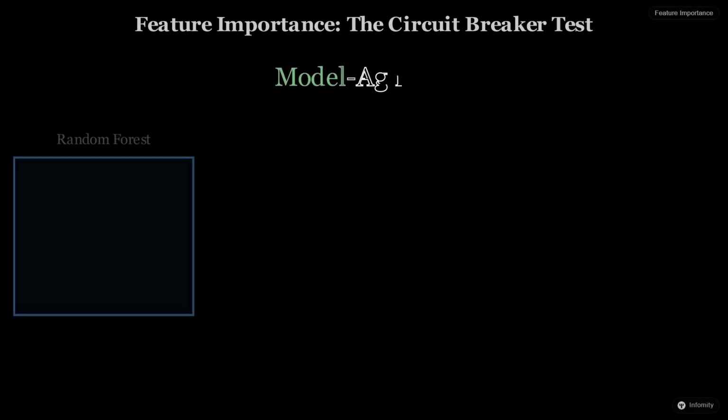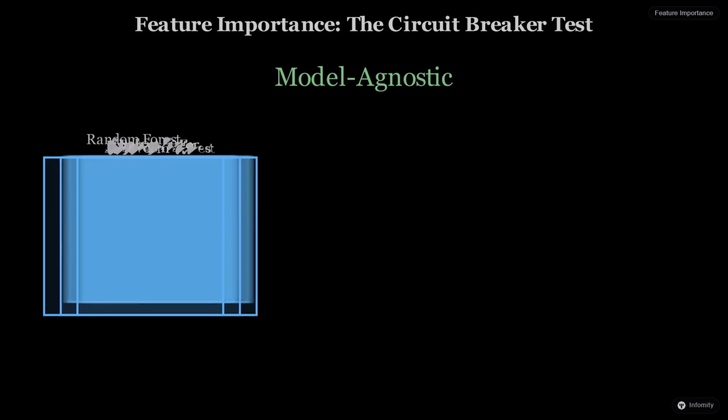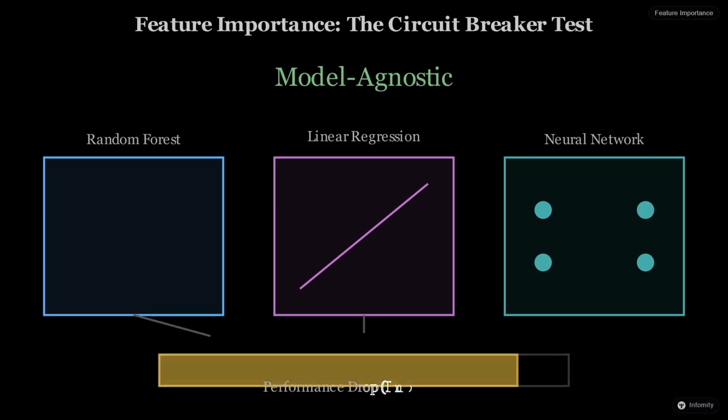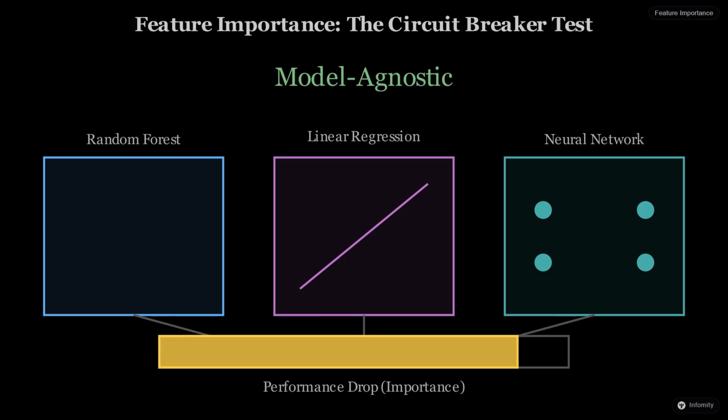The beauty of this circuit breaker test is that it is model agnostic. It doesn't matter if the wiring is a simple regression or a complex neural network. By measuring the output blackout, we can audit any model regardless of its internal complexity.